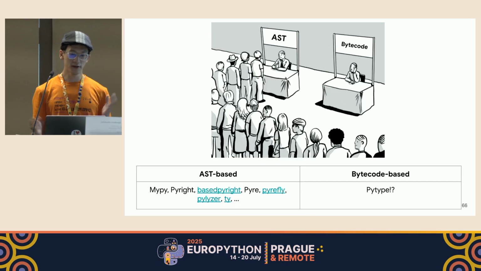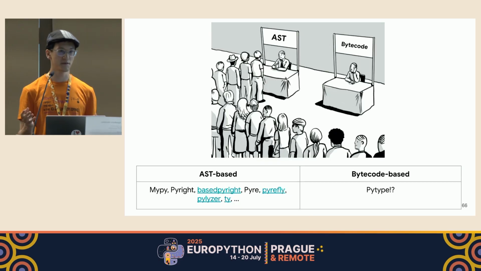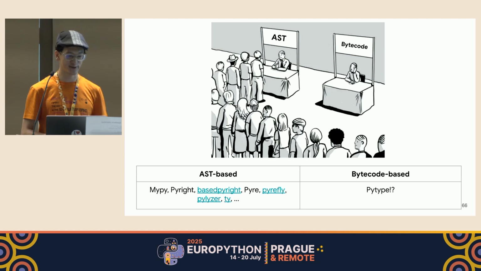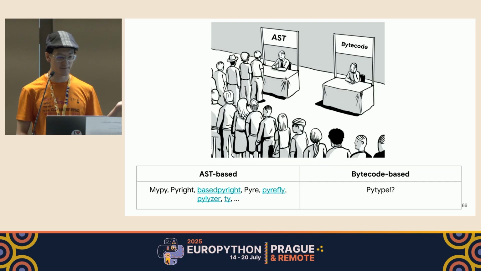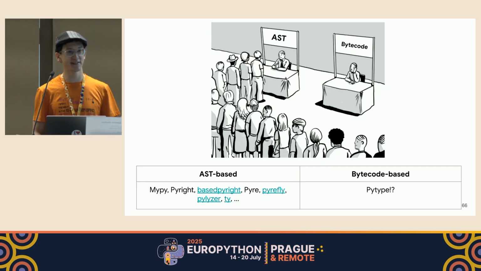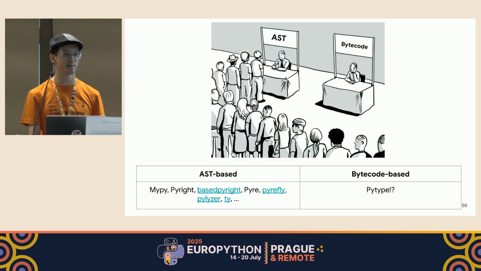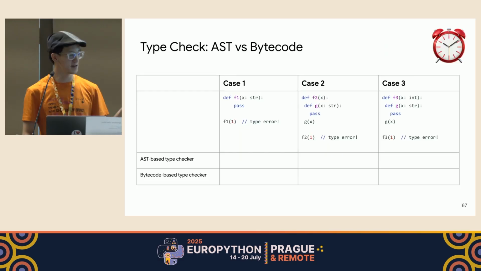And the fact is, it looks pretty promising, but if you look at all the type checkers today, even the modern ones, like TY and Pyrefly, they are all AST-based type checkers. None of them is a bytecode-based type checker. So what's the difference behind that? I'll give you some time to think about this question.